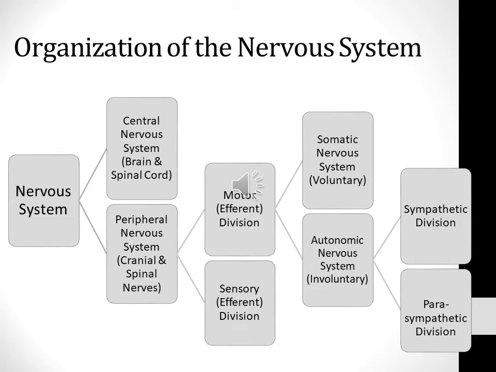We have two different parts to your autonomic nervous system, and they work kind of in opposition to one another. You have your sympathetic and your parasympathetic. Your sympathetic is fight or flight, and parasympathetic is rest and digest. And we'll be talking about these in subsequent lectures as well.